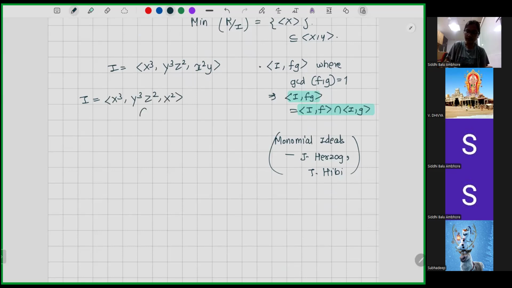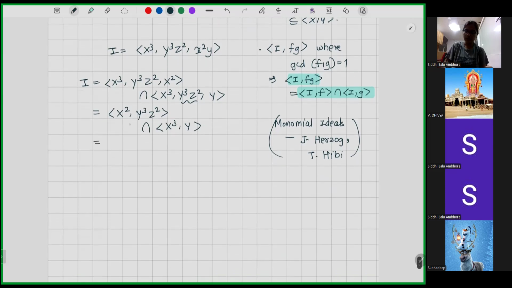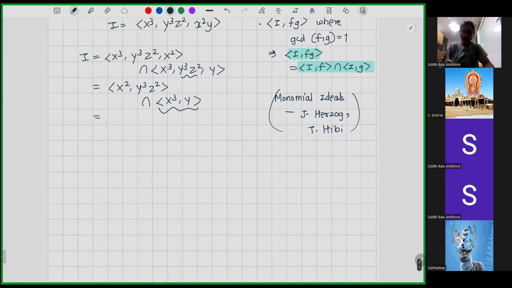Now I'm splitting this. This is the intersection of (x cube, y cube z square, y), right? So since x square divides x cube, I will omit x cube, and this becomes (x square, y cube z square). Intersection, this y divides this element, so I'm omitting this element and I get this new ideal. Okay, and again I have to split. So this is anyway good. It is in the form of a primary ideal, so we can't do anything with it.